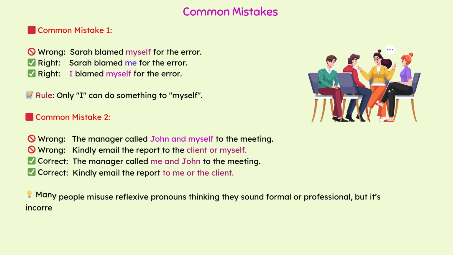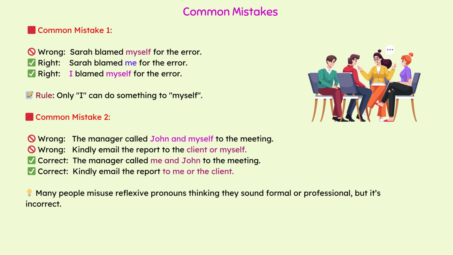Let us look at common mistakes with reflexive pronouns. Common mistake 1. Wrong. Sarah blamed myself for the error. Right. Sarah blamed me for the error. Right. I blamed myself for the error. Reflexive pronouns like myself can only be used when you are both the subject and the object. Rule: only I can do something to myself.